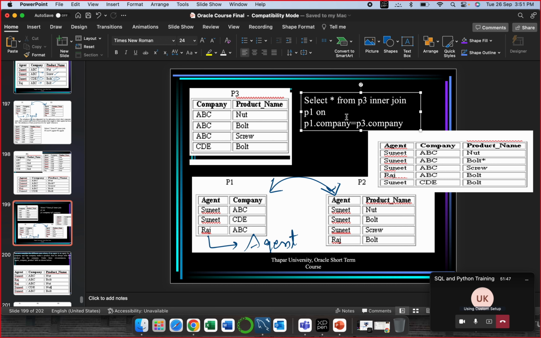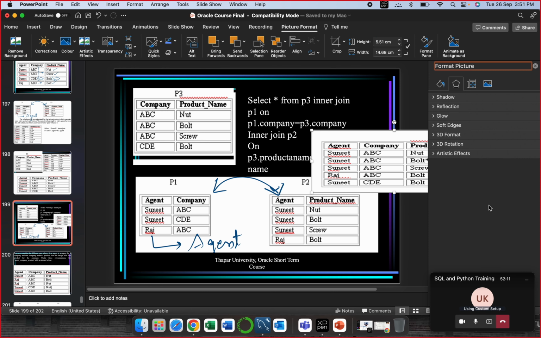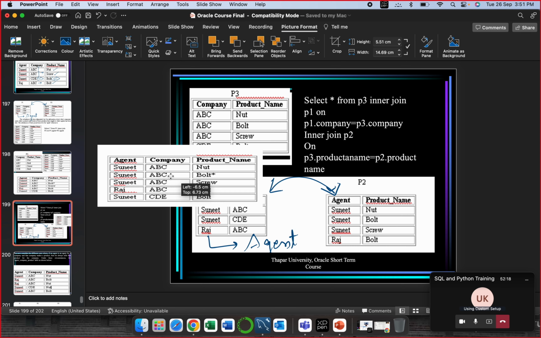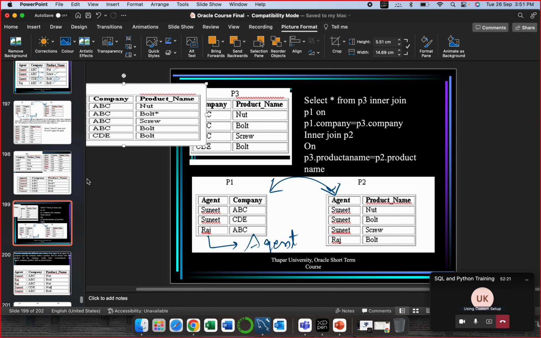So again it would be another join over here, not just this much. Inner join with another table which is P2 on P3 dot product name is equal to P2 dot product name. This is getting messier and messier. Let me just put this thing a little here.